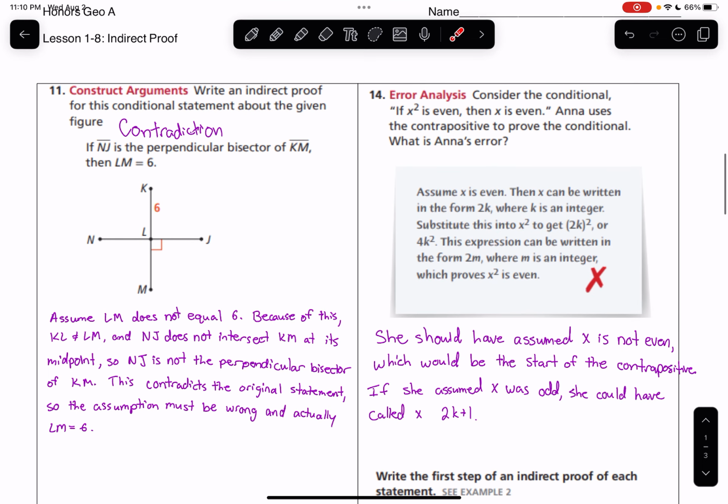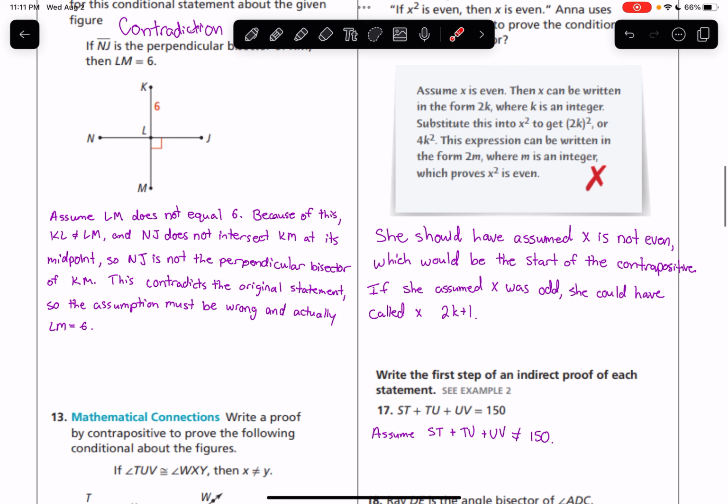Number 14, Anna started by assuming X is even. She assumed the conclusion was true, but that's not how we do an indirect proof. In indirect proofs, we always assume the conclusion is false. So we should have assumed X is not even, which would be the start of a contrapositive proof. And then I just kind of threw this fun fact in here. If she assumed X was odd, she could have called this 2K plus 1 to make an odd number.